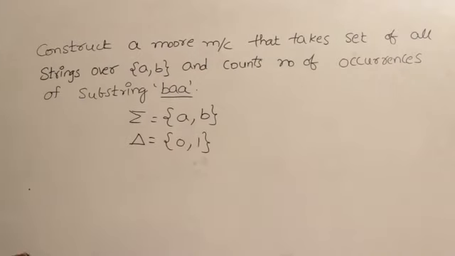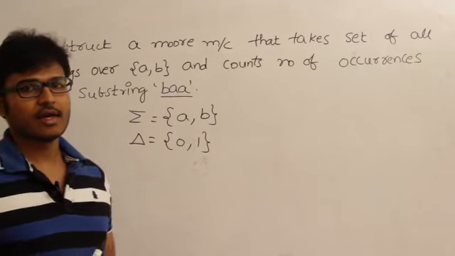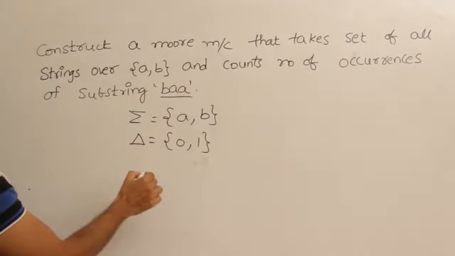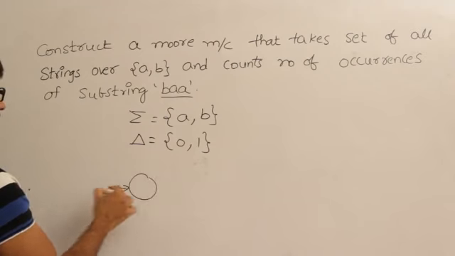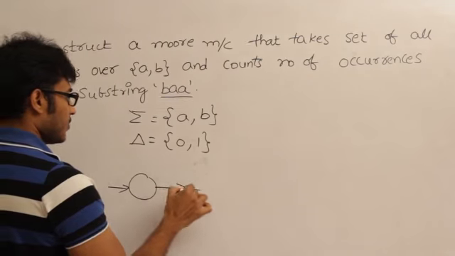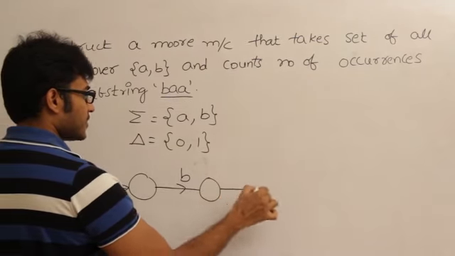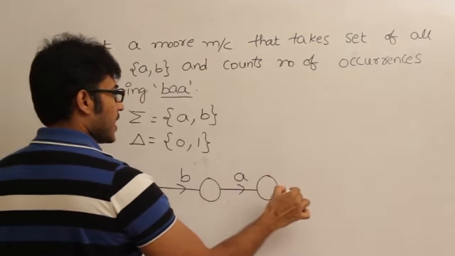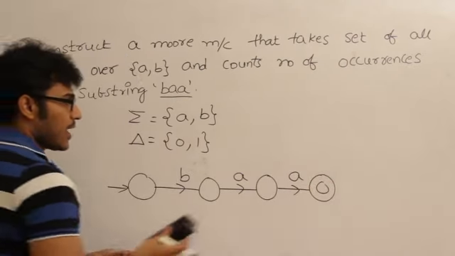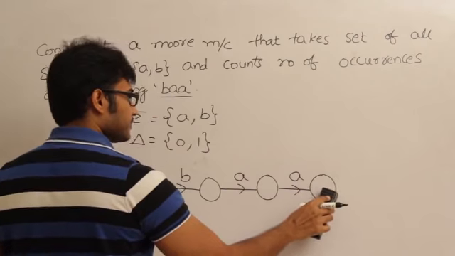Okay, so how can I count occurrences of BAA? In order to count the occurrences of BAA, you have to construct the DFA that accepts the set of all strings ending with BAA. Whenever you have to count, always remember ending will help us because it will keep track of all BAAs. Okay, so this is the DFA which accepts the set of all strings ending with BAA. Okay, I need not have a final state.